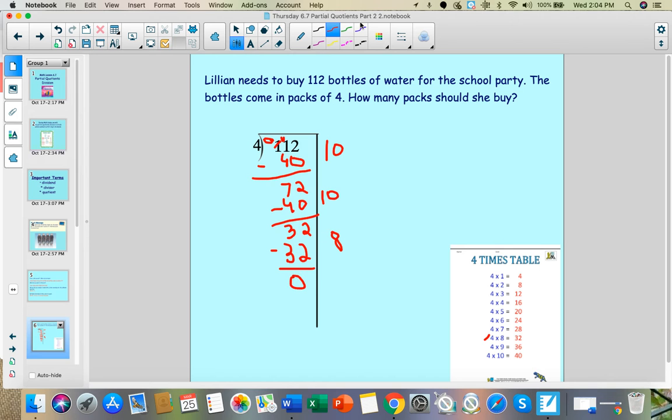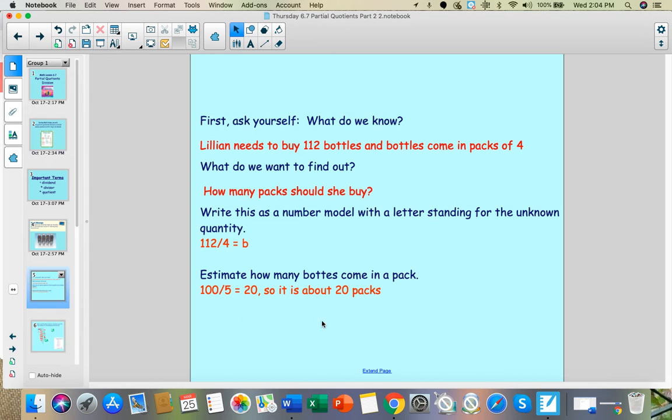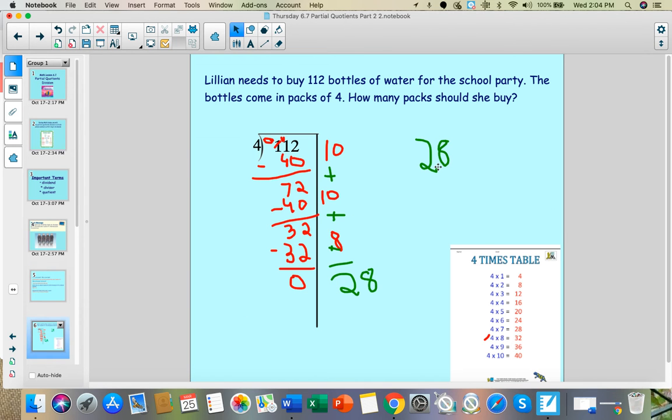So now let's add up our partial quotients. 10 plus 10 is 20. 20 plus 8 is 28. So how many packs should she buy? She should buy 28 packs. So if we go back to our estimate, we said 20 packs was close enough to 28. So the answer is 28 packs.